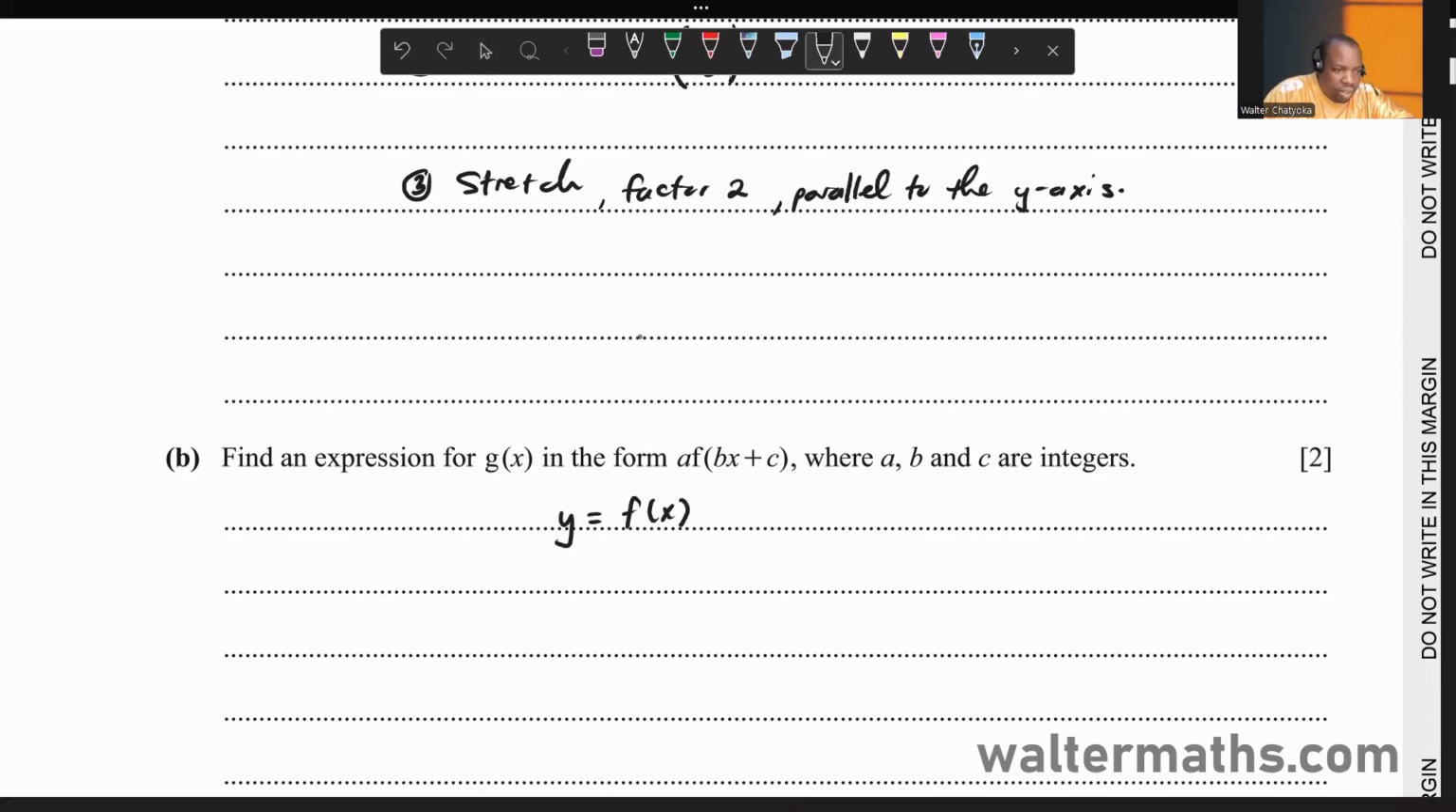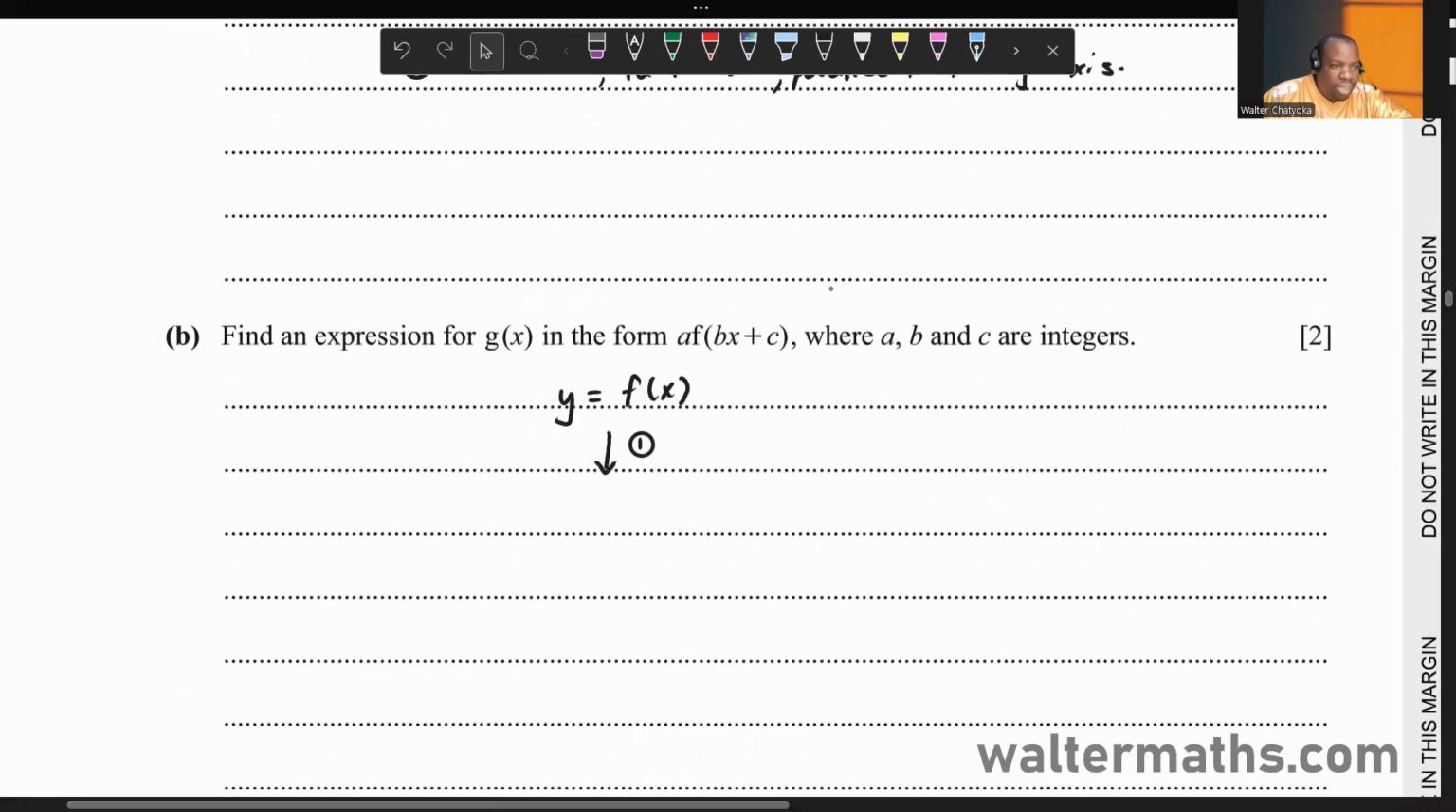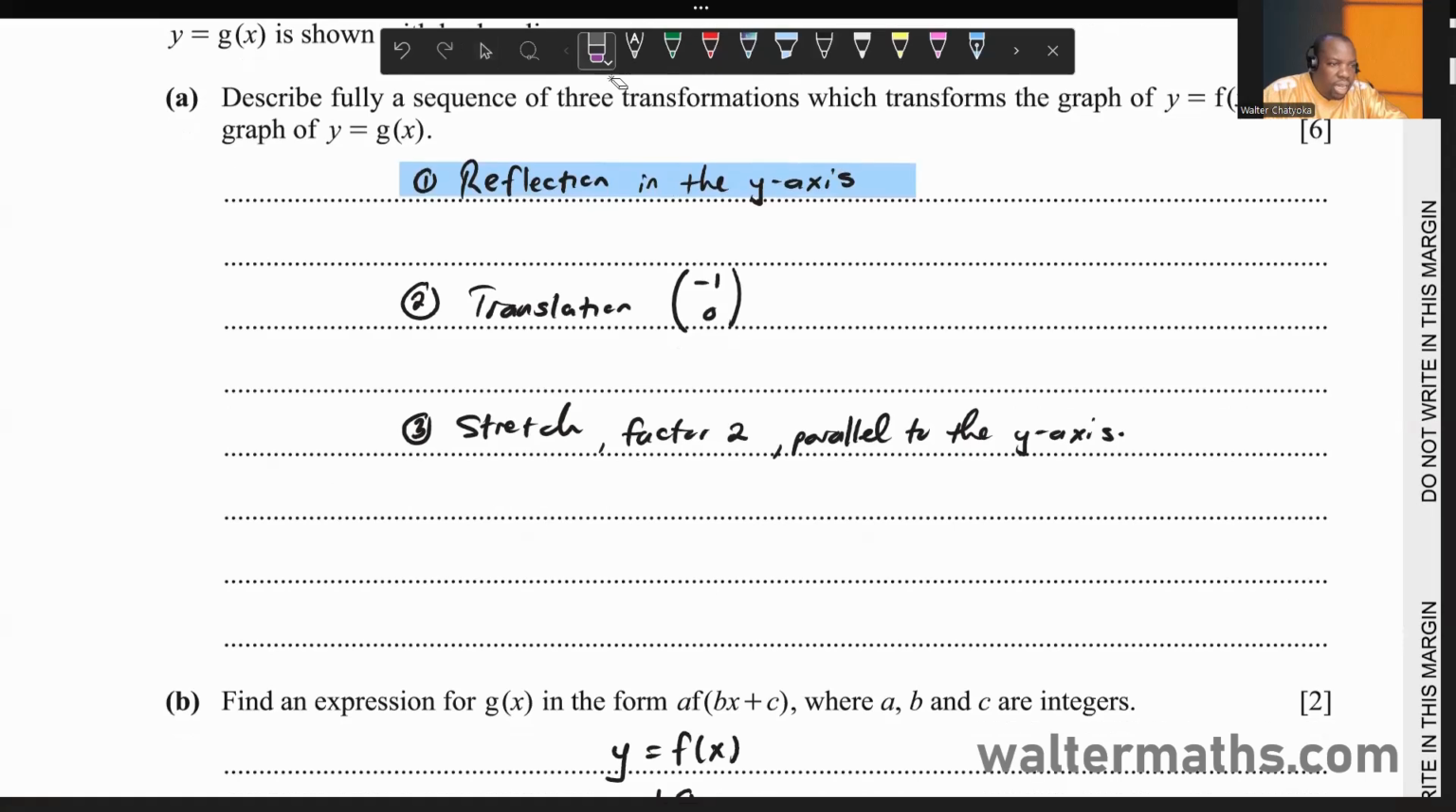Under the first transformation, transformation 1, what's happening is it is being reflected in the y-axis. A reflection in the y-axis is y equals f of minus x. That's how it is represented. Next, the transformation that comes is a translation, represented by -1, 0. So it's a shift to the left by 1 unit.